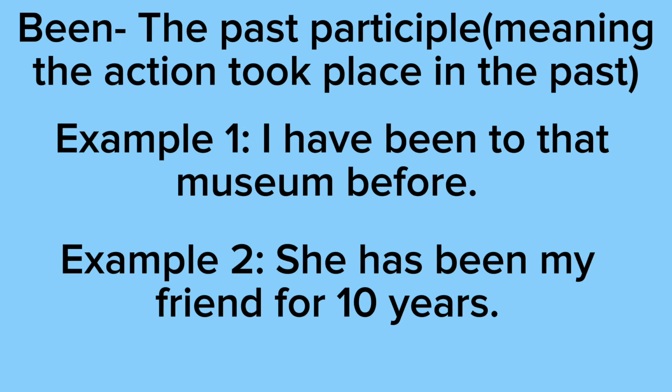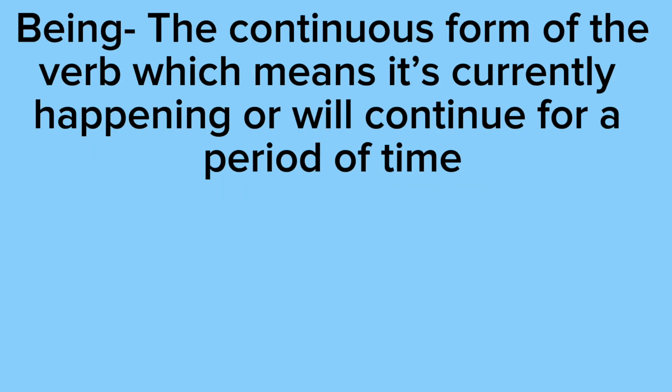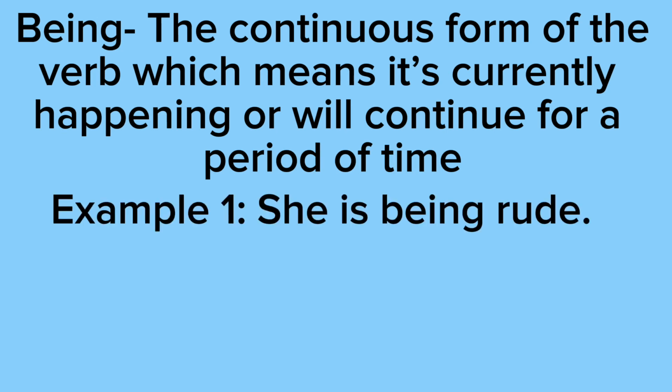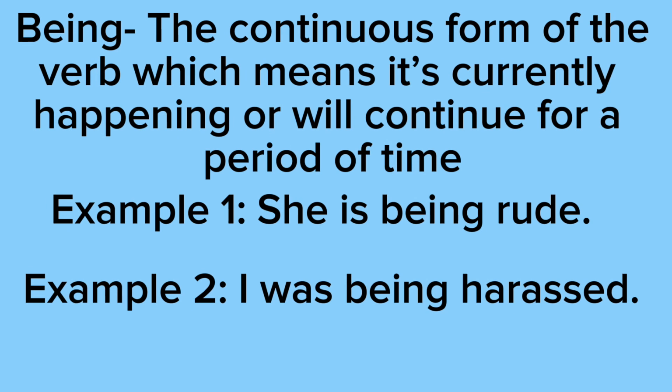And don't forget, I'll be making a whole new video about the to be verbs. So if you want to learn more about the to be verbs in detail, just check out that video. Being is the continuous form of the verb, which means it's currently happening or will continue for a period of time. Example 1 says she is being rude, which means she's currently being rude. And example 2 says I was being harassed, which means it happened in the past, but it was an ongoing thing, and that's what makes it continuous.